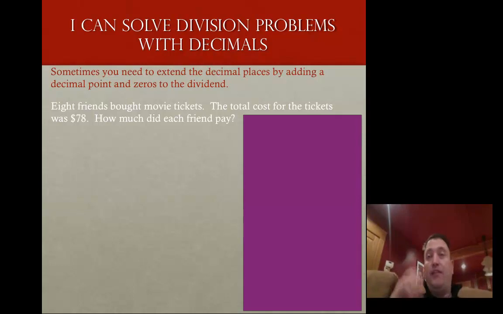All right. Now there are some times when you're going to need to extend the decimal places by adding a decimal point and then zeros after it. Remember, if we put that decimal point there and then put the zeros after it, it doesn't change the value. Okay. So 8 friends bought movie tickets. The total cost for the tickets was $78. How much did each friend pay?